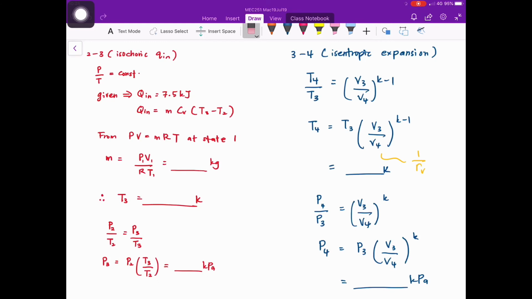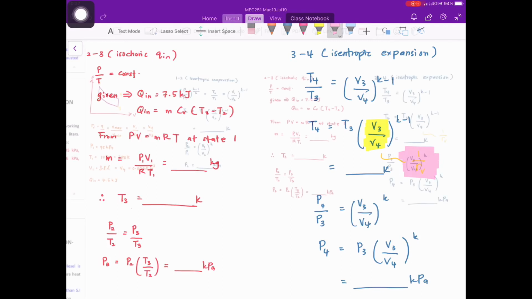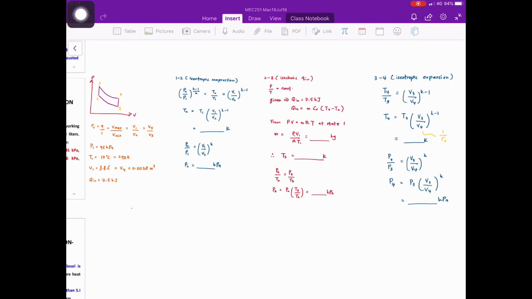Next, we are going to look into process 3 to 4, isentropic expansion. Since this process is performed isentropically, we can use the isentropic relation to find the temperature at state 4 and pressure at state 4. Note that V3 over V4 is equal to 1 over the compression ratio RV. Now, we have already obtained the temperature and pressure for state 1, state 2, state 3 and state 4.